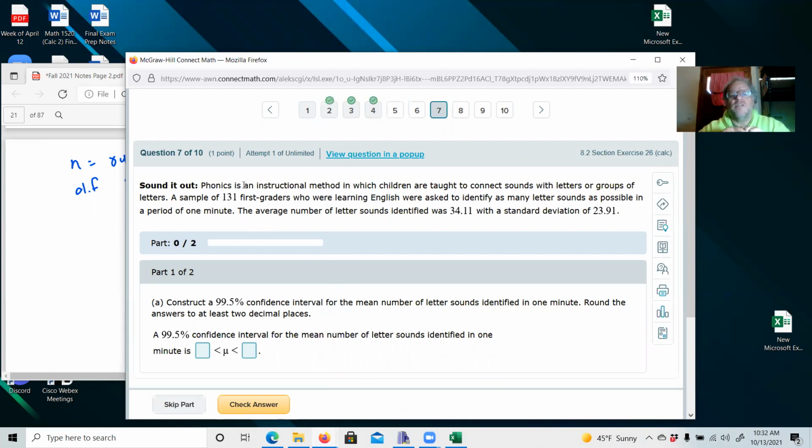So phonics is an instructional method in which children are taught to connect sounds with letters or groups of letters. We have a sample of 131 first graders who are learning English. They're asked to identify as many letter sounds as possible in the period of 1 minute. The average number of letter sounds identified was 34.11, standard deviation 23.91. So we're going to construct a 99% confidence interval for the mean, because we're looking for the average. We're going to have people that are not going to fall outside of this, but that's an individual. We're looking at a group.